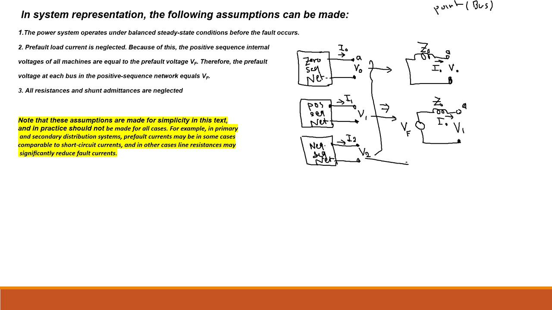And the same for the negative sequence network. This is the Thevenin equivalent network for the negative sequence network. V2, I2, and this is Z2. Z2 is the Thevenin equivalent impedance of the negative sequence network viewed or seen by the terminals brought out from the point of fault.